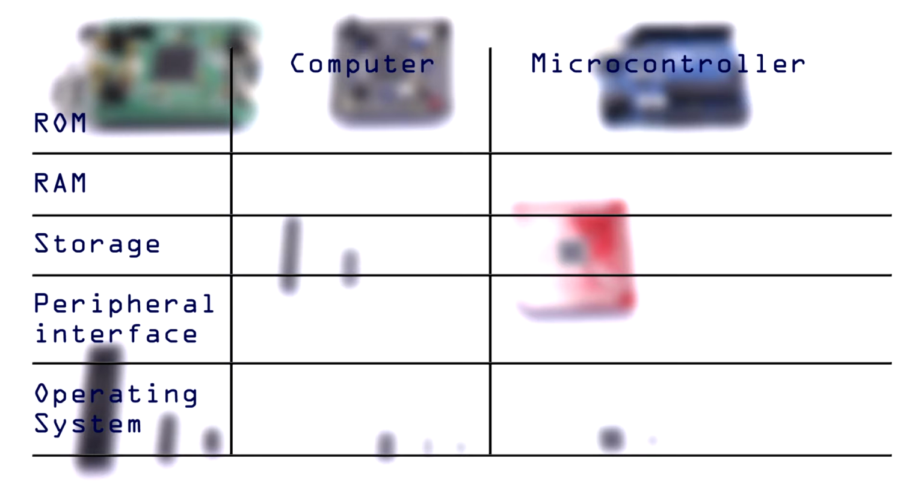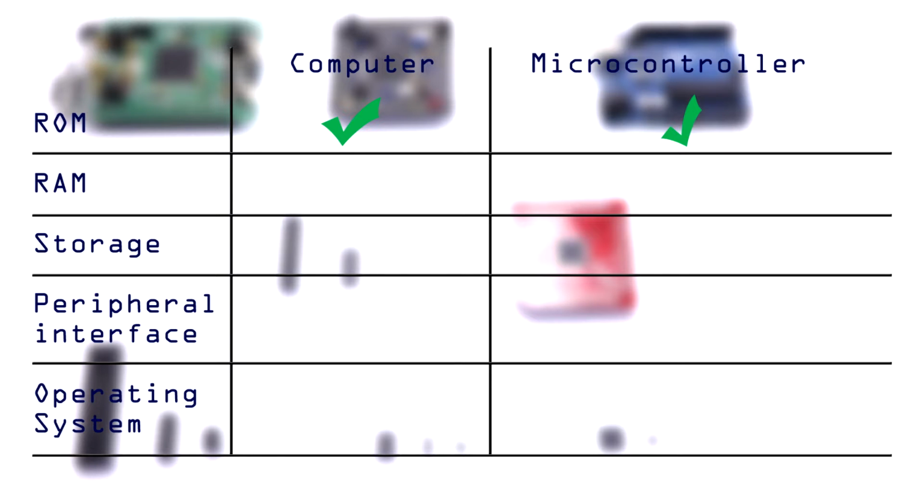First up is ROM, or read-only memory. The first thing that comes to mind when talking about computer ROM is BIOS. For microcontrollers nowadays, ROM comes in the form of flash memory. This is where the program that runs on the microcontroller is stored. Since it is flash memory, you can rewrite or erase the program stored on it.